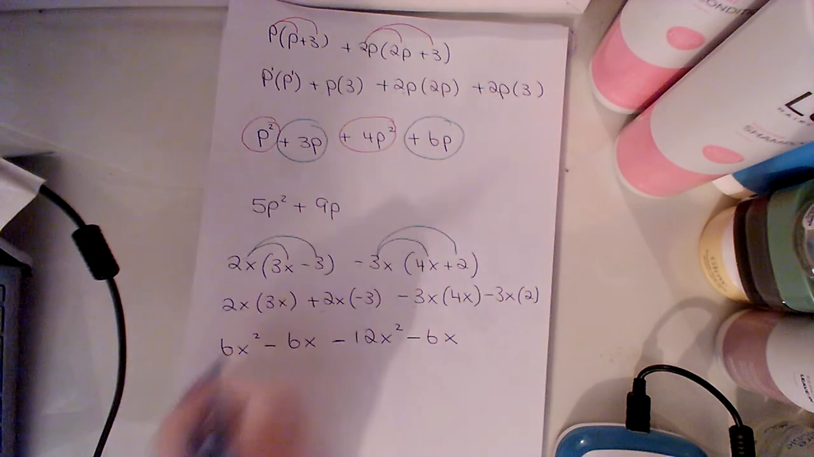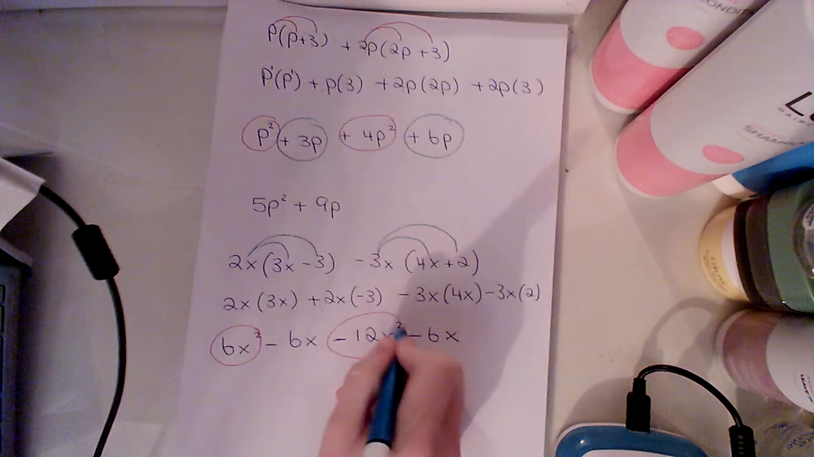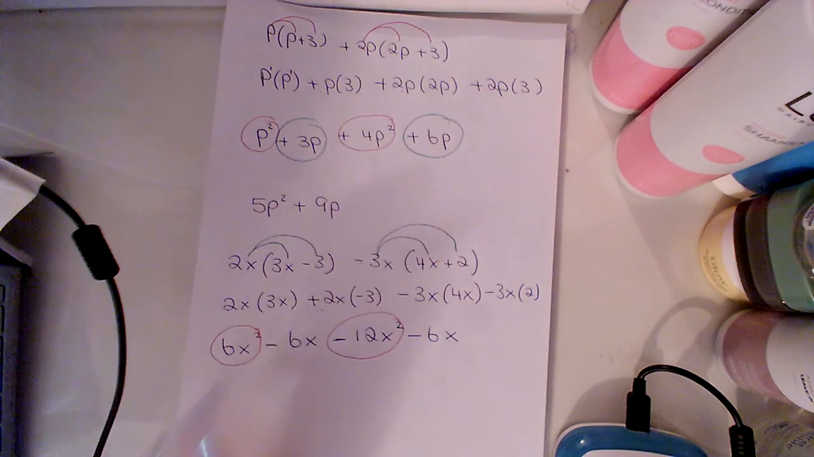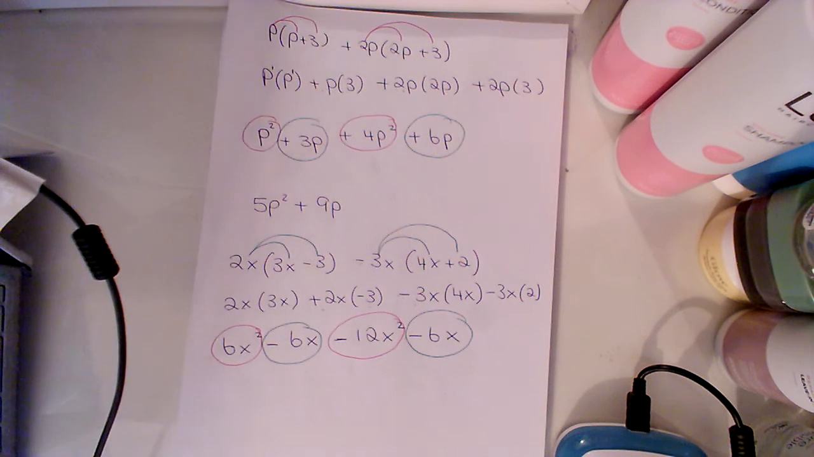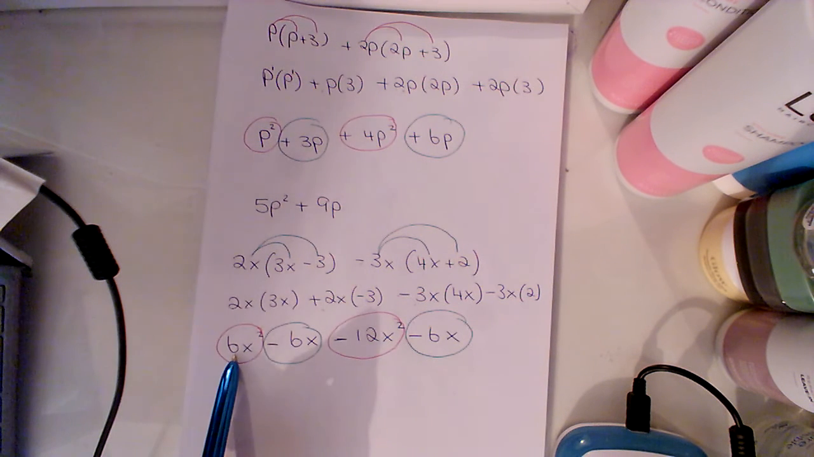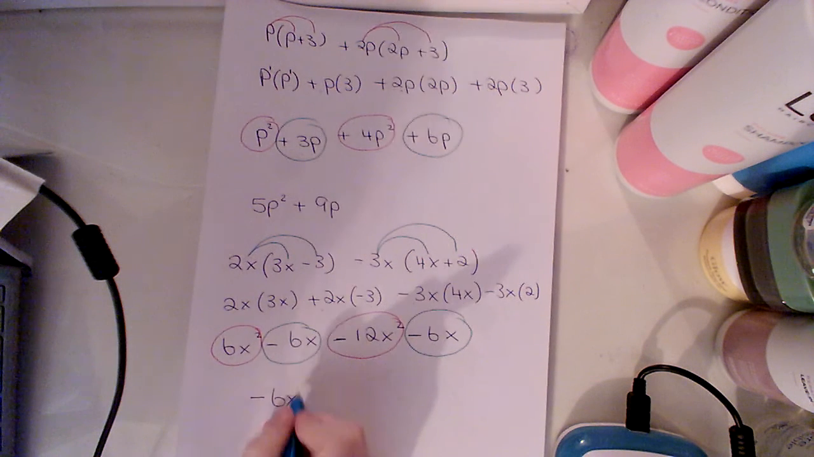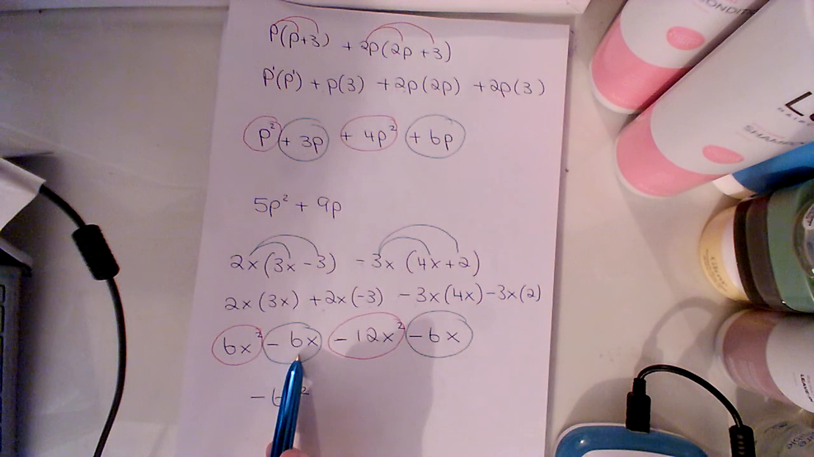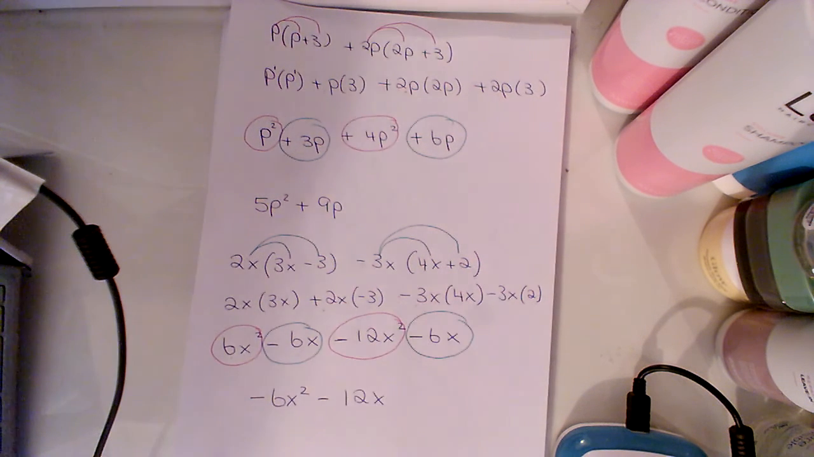Now I need to bring the terms out and group them together. So I circled 6x squared. That will go with minus 12x squared. Then I have minus 6x, minus 6x, and I tidy it up. So 6x squared, take away 12x squared, I'm left with minus 6x squared, minus 6x, minus 6, 12x. And that's your final answer for part C.